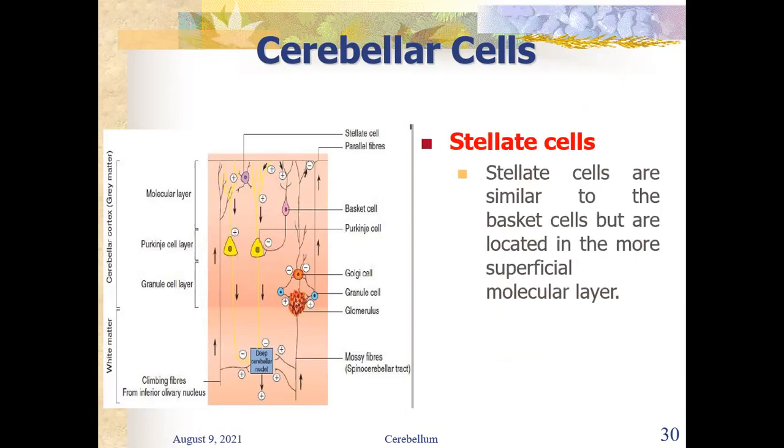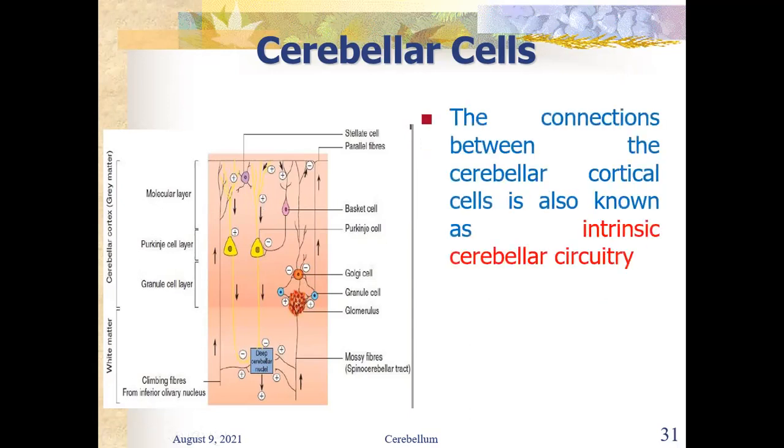We also have the stellate cells, which are located mainly in the molecular layer here. You can see the stellate cells. They are similar to the basket cells, but are located in a more superficial molecular layer. So the connections between all these cells that we have seen, between the Purkinje cells, the basket cells, the stellate cells, the granule cells, that connection between all of them in the cerebellar cortex is known as intrinsic cerebellar circuitry. That's the name of that connection there.